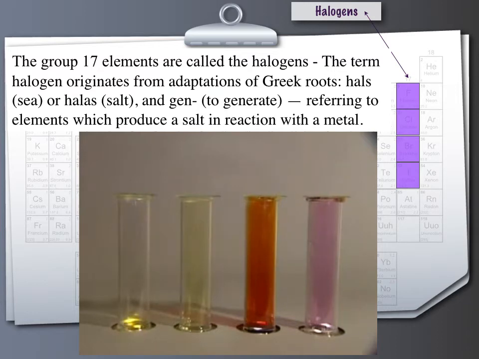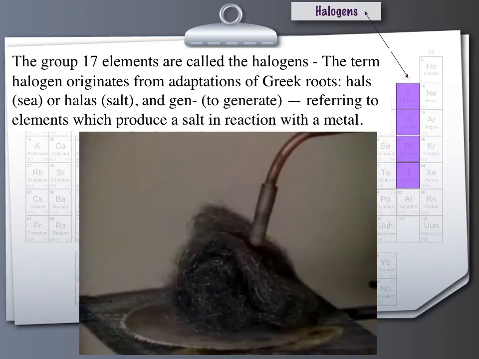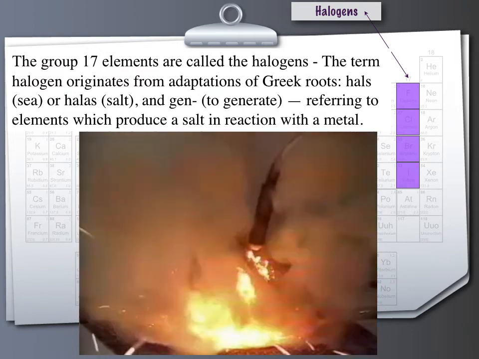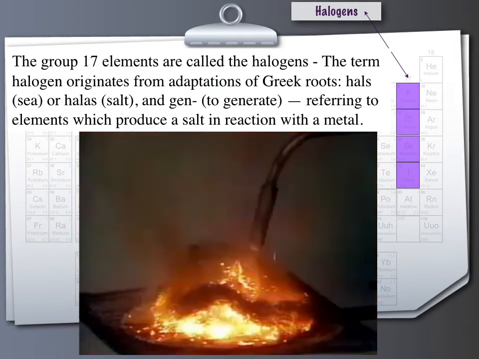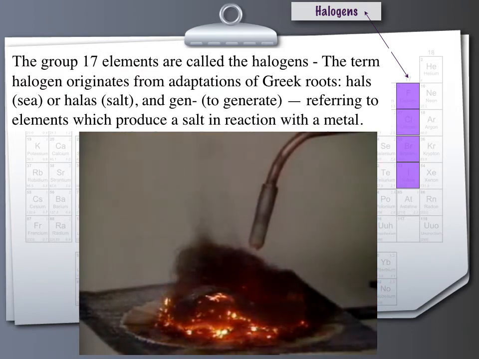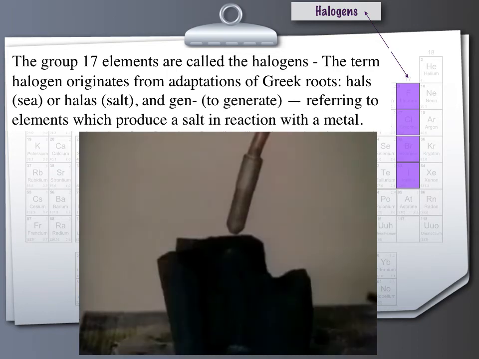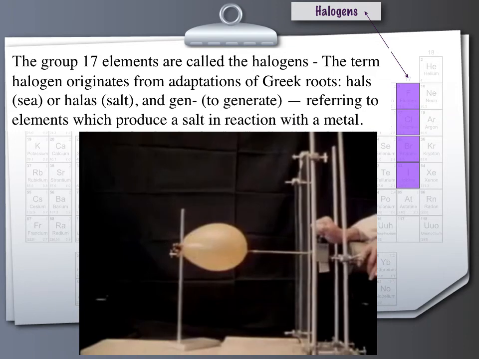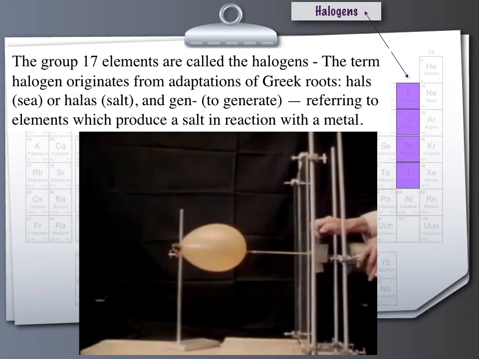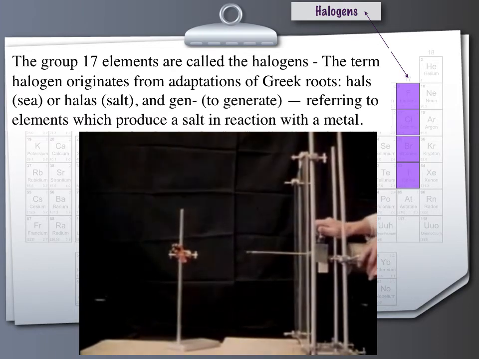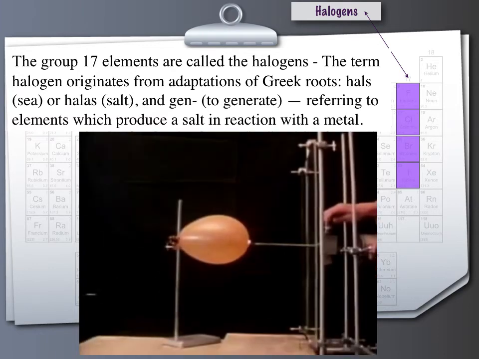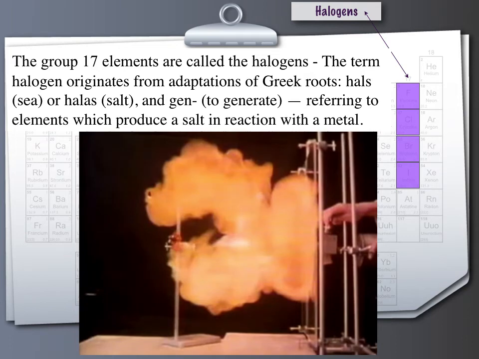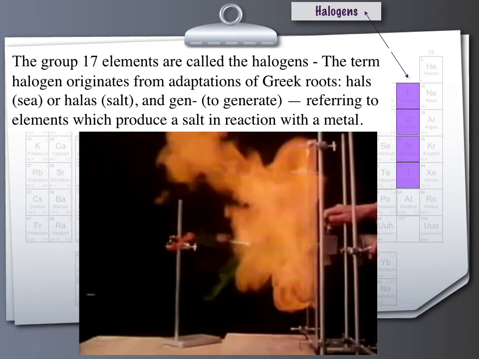Fluorine reacts often ferociously with almost everything else. A stream of fluorine instantly sets iron wool on fire, and it does the same thing to charcoal. Now let's see the reaction with hydrogen. There's hydrogen in the balloon. A jet of fluorine gas pierces the balloon and explodes with the hydrogen inside. Let's see it again in slow motion. Now you can see the fireball more clearly.